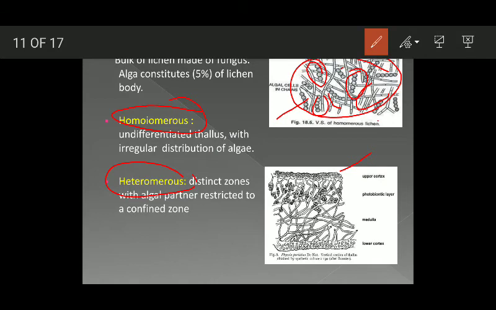Homeomerous structure means the thallus is undifferentiated with irregular distribution of algae. Here you can see this is the homeomerous structure. It is undifferentiated. The algal cells are uniformly distributed. They do not form distinct layers.